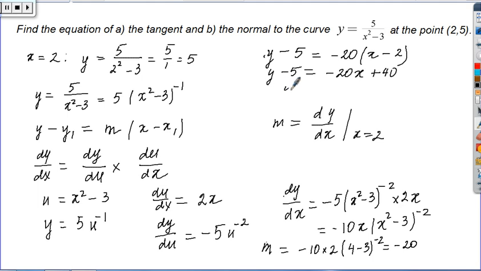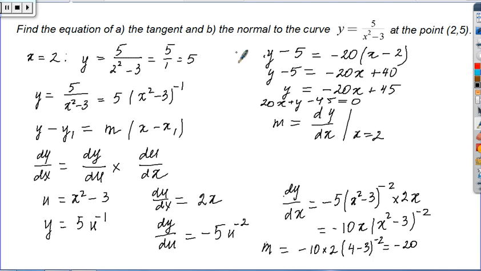And now let's just polish our solution. Adding 5 to both sides, getting us y equals minus 20x plus 45. Or if we are not happy, and obviously we shouldn't be happy with the negative gradient, we can write our equation as 20x plus y minus 45 equals 0. This way, or just 20x plus y equals 45. Here's the solution, the equation for the tangent.